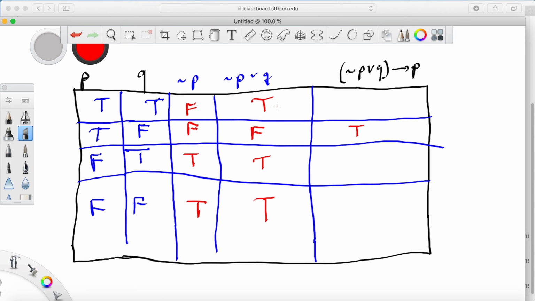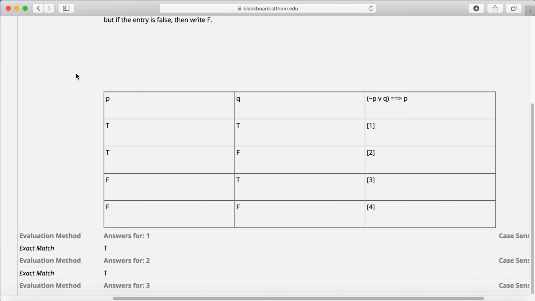Okay, so the first and third row, q is true, so those are going to be true, right? Because the first part is true and the second part is true. But in the final row, you have the first part being true and the last part being false, so the whole thing is false, right? So the answer should be true, true, true, false.